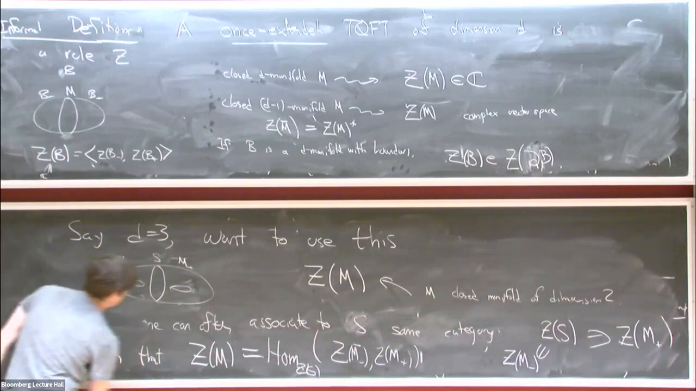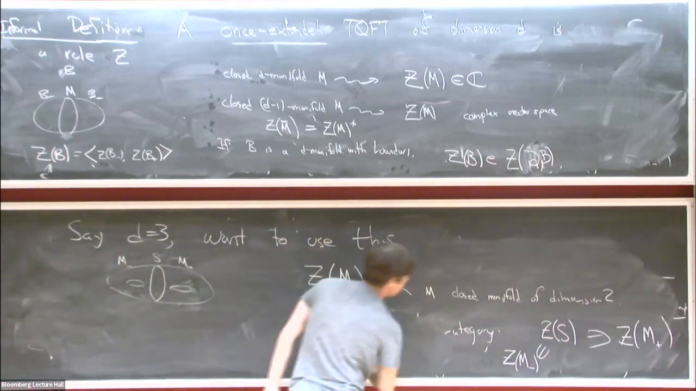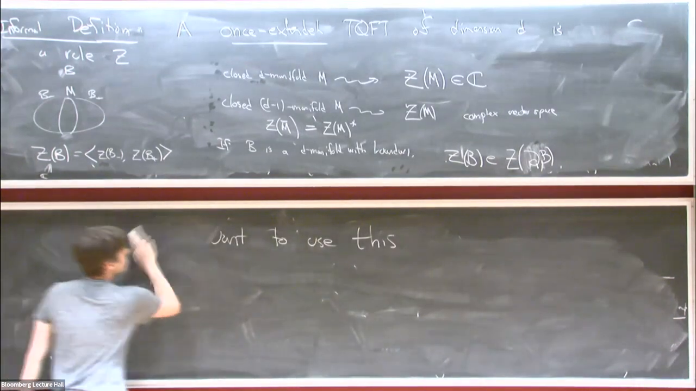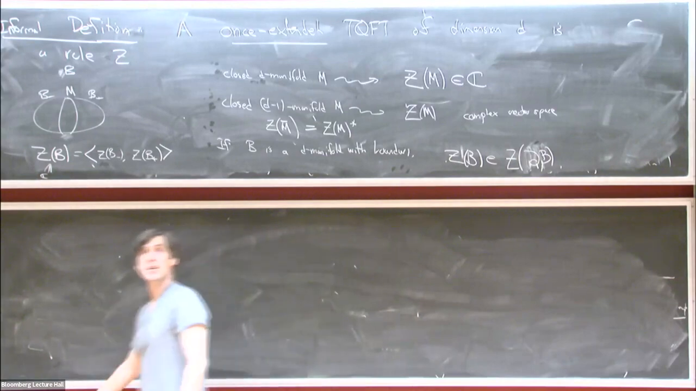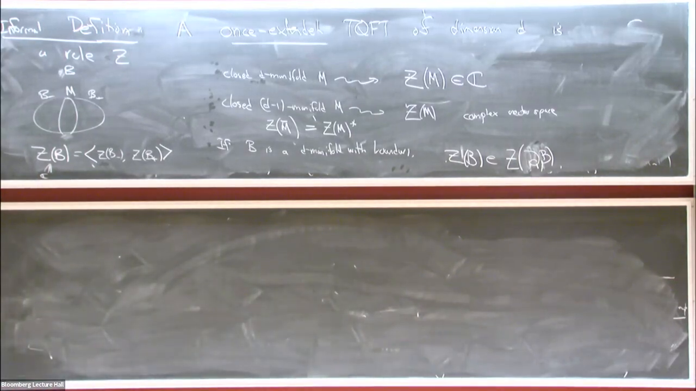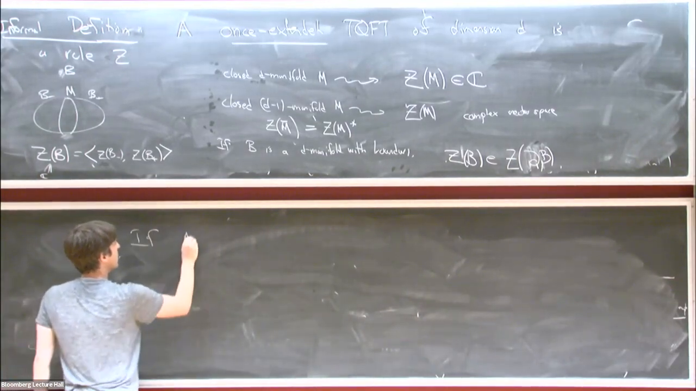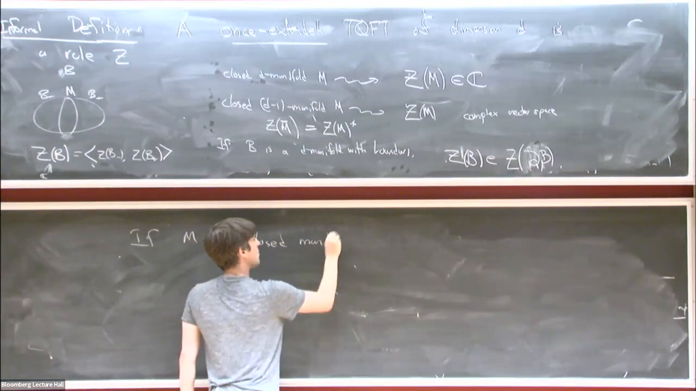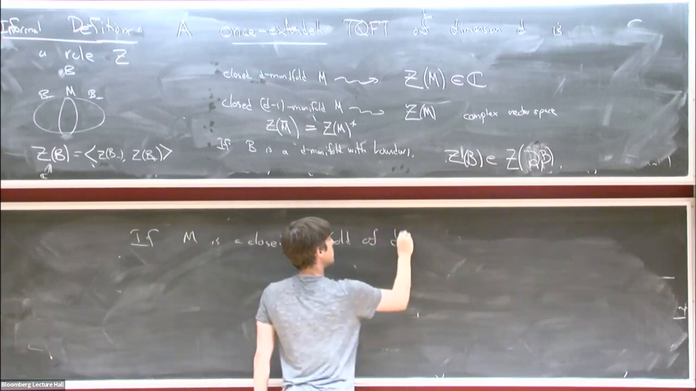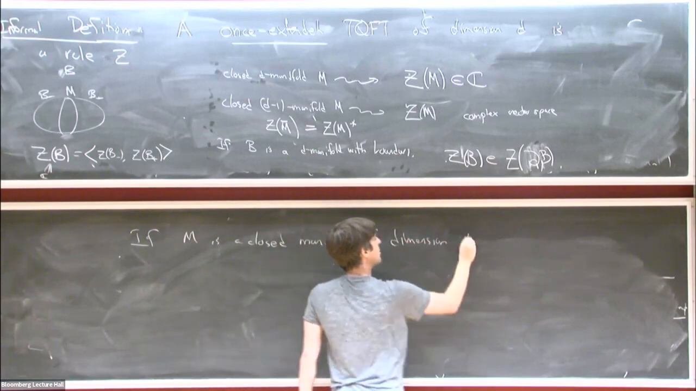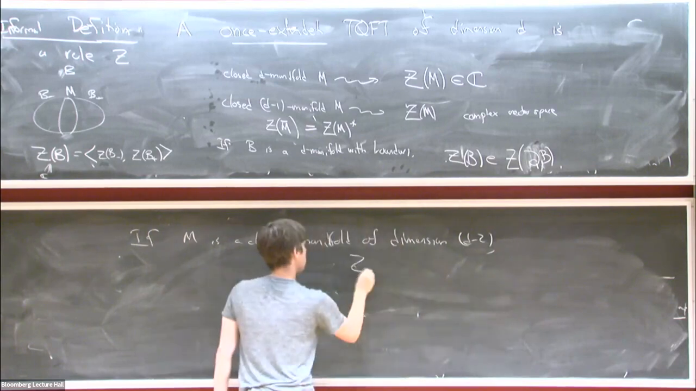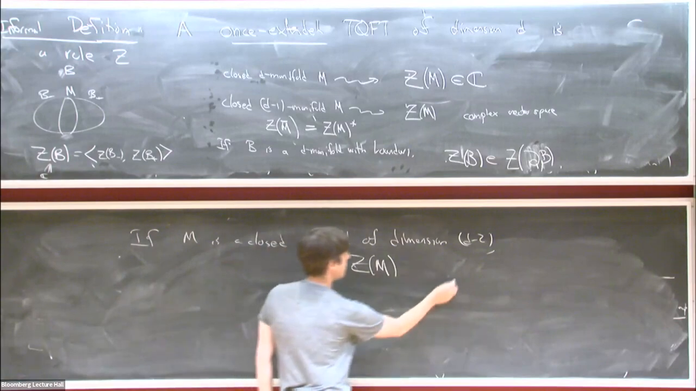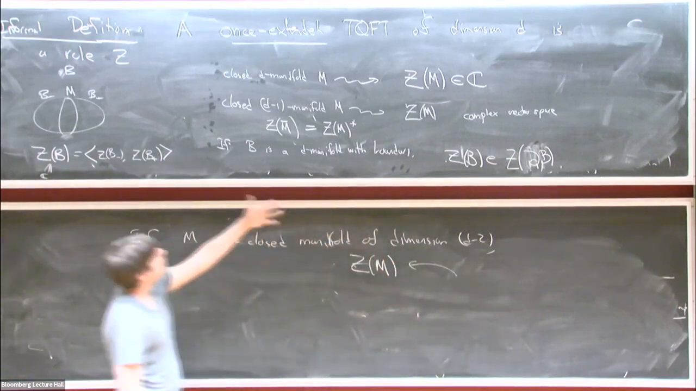I can say that it's extended, once extended is to say that you also have data associated to manifolds one dimension down. So if M is a closed manifold of dimension d minus two, then we're going to associate an object Z of M, and now this is going to be something.